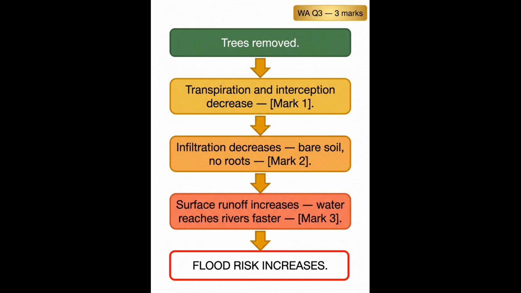The mistake I want you to avoid is jumping from step 1 straight to the outcome. Deforestation causes floods. That skips the mechanism entirely. The marks are in the mechanism. Write the chain.